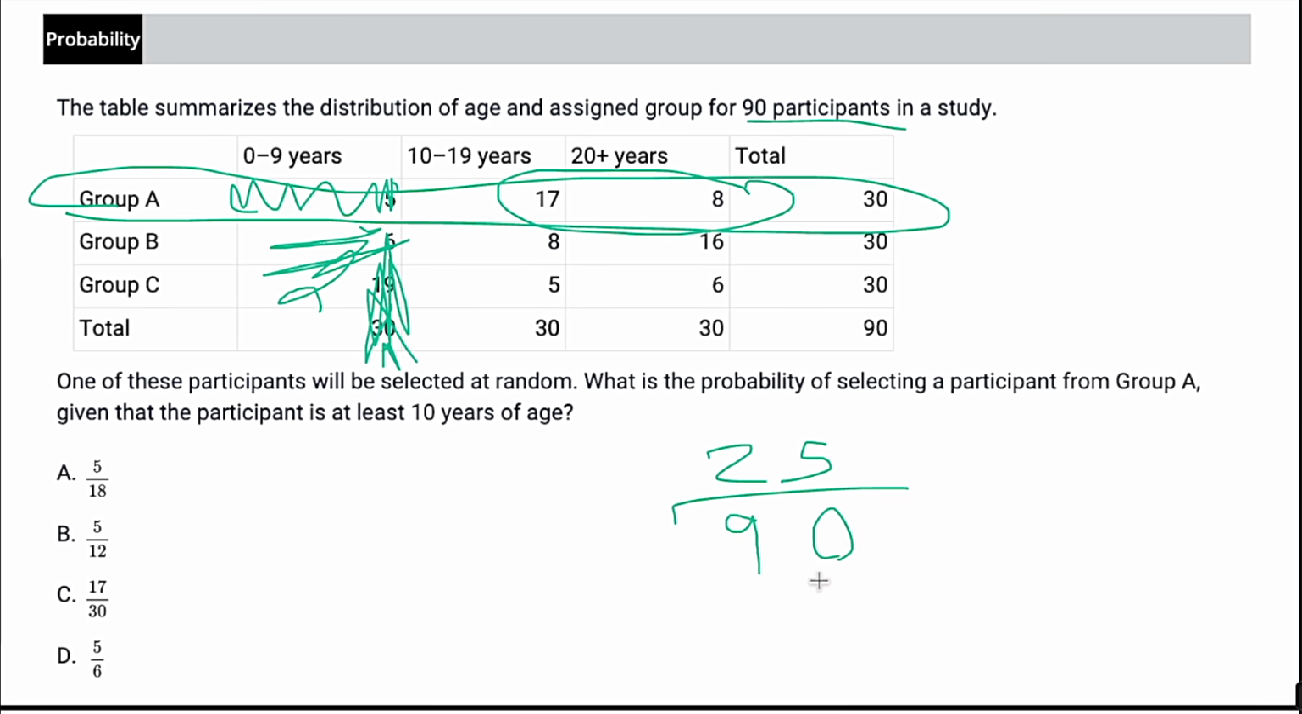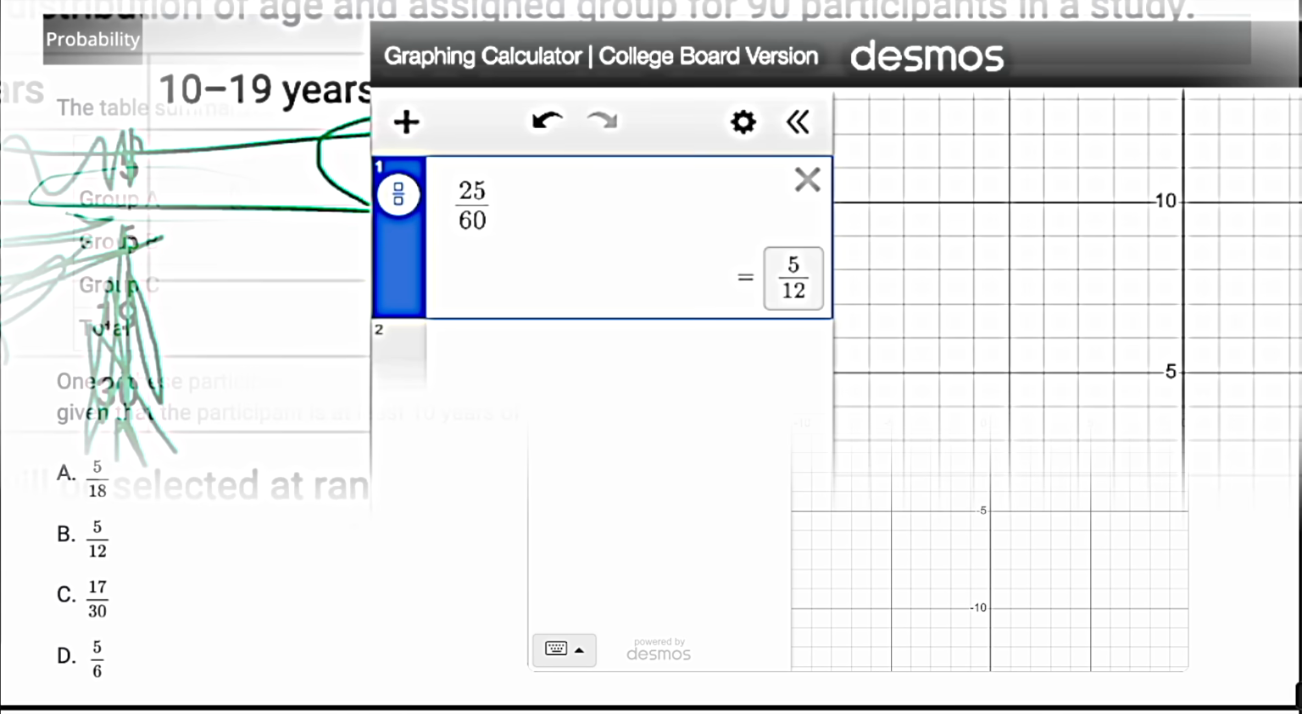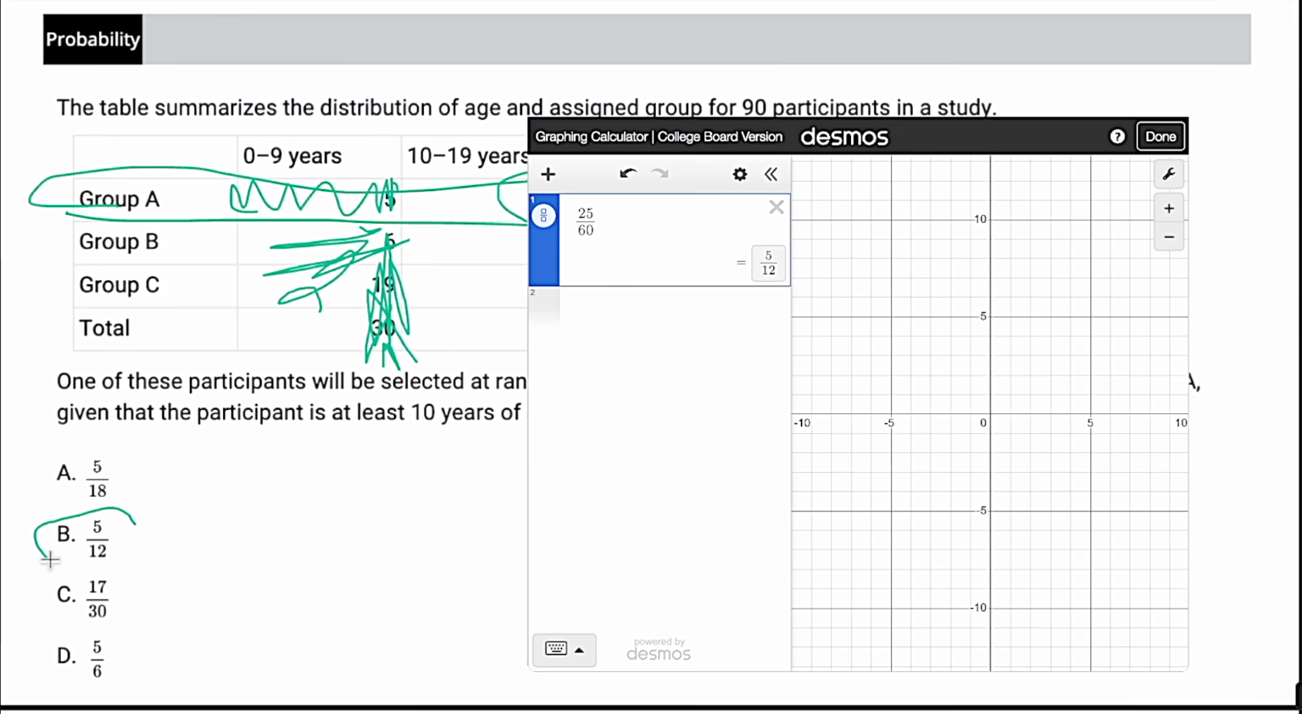So then rather than 25 out of 90, it's going to be 25 out of 60 after we subtract that 30. And if we plug that into Desmos, we will get 5 out of 12 as our simplified answer, which is choice B, and which is the correct answer.